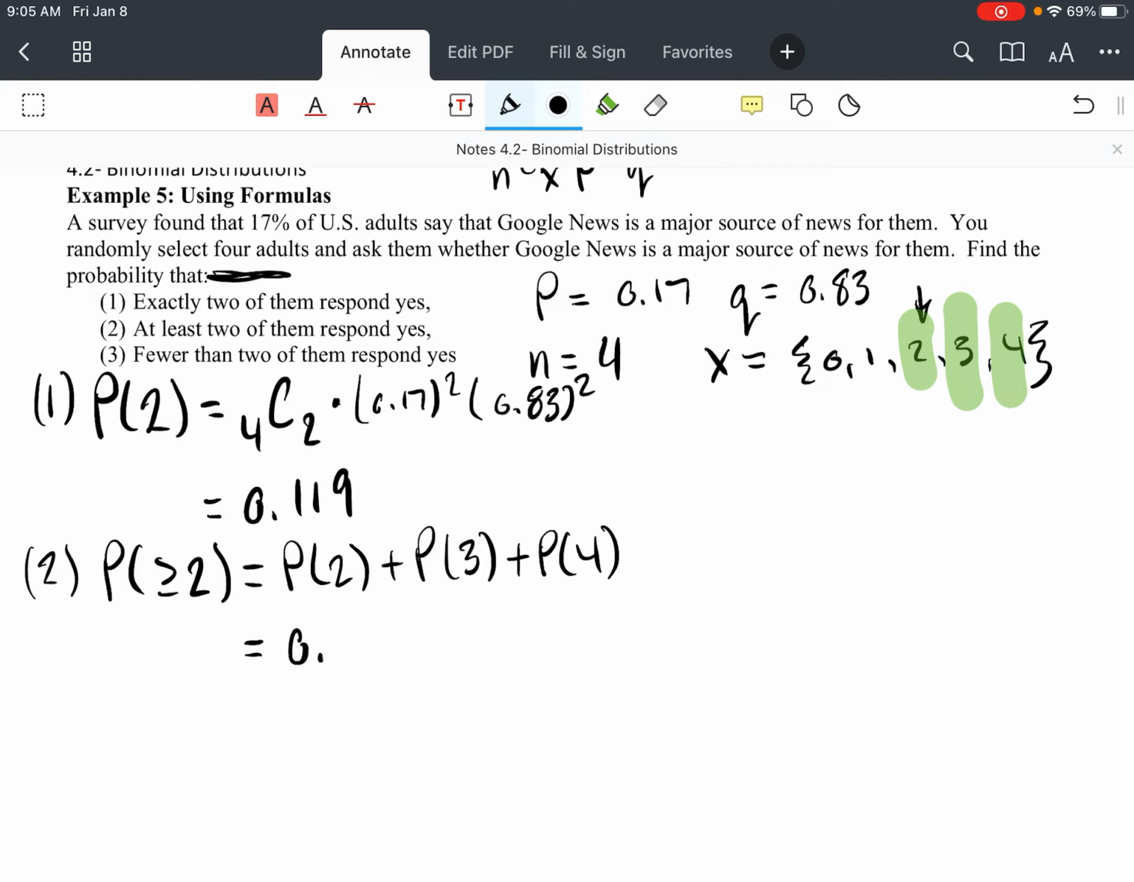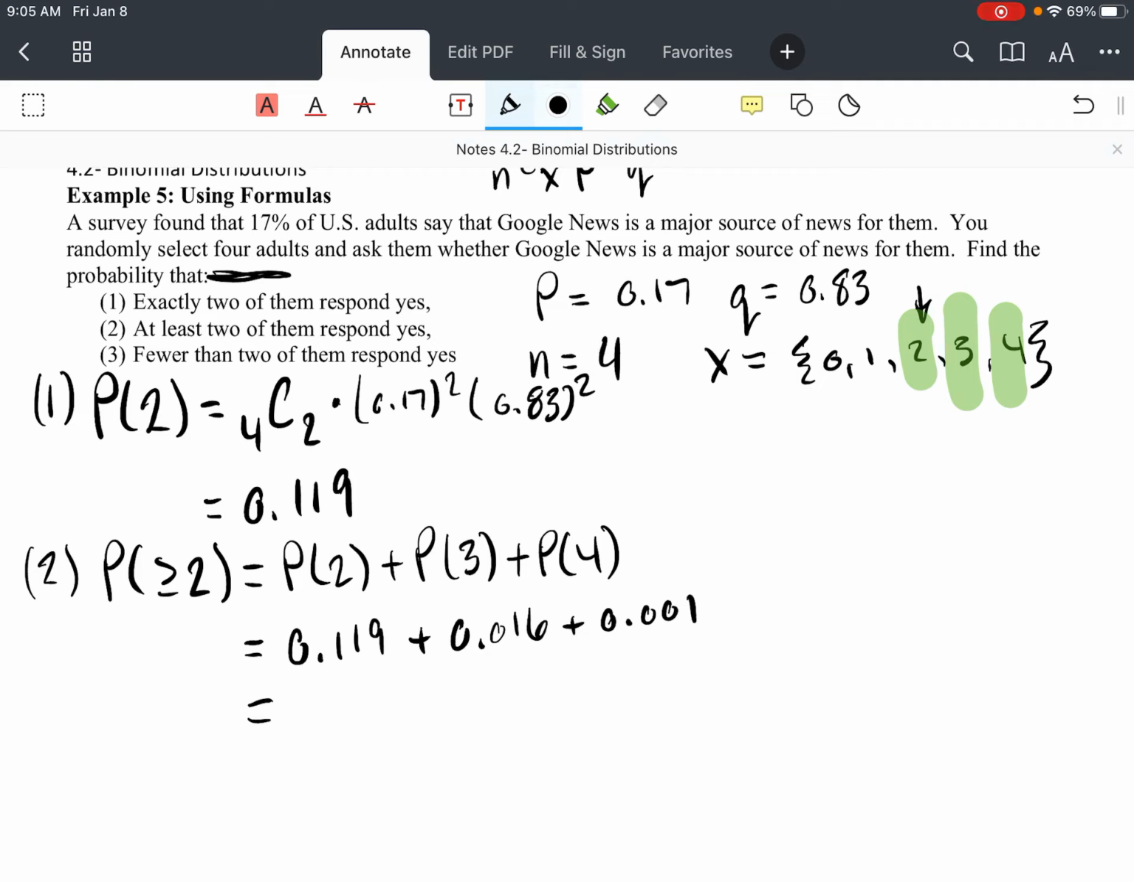What you find is that the probability of exactly 2 is 0.119. The probability of exactly 3 is 0.016. And the probability of exactly 4 is 0.001. Okay, so again, you do this portion on your own. I want to make sure that you can do this on your own, and I'll show you in class how to do this on the calculator.